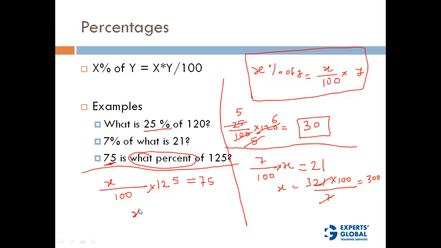So what do we get here? x is equal to 75 into 100 divided by 125. Correct? So this is 3, 25 3s are 75. This is 5, this is 5, 100 by 5 is 20. So we get x is equal to 60. So that means 75 is 60% of 125.